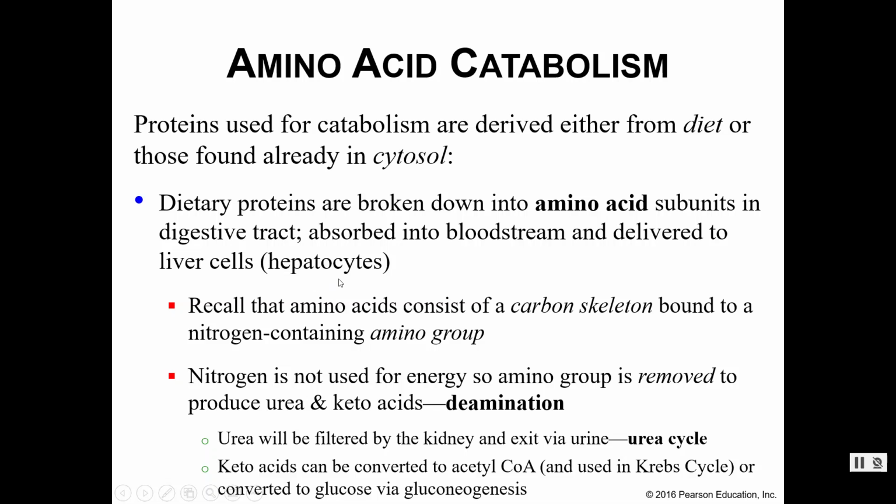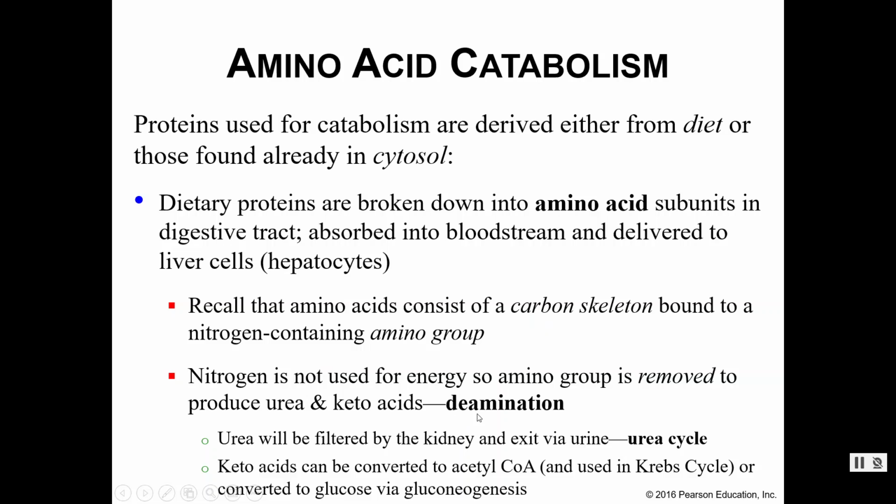Now, the composition of an amino acid: you have two main parts. You have a carbon skeleton, and you have an amino group. That amino group is nitrogen containing. So we've got a little bit of nitrogen, a little bit of carbon, and we can do different things with those parts. Nitrogen is not really used for energy, so we take it off, we get rid of it.